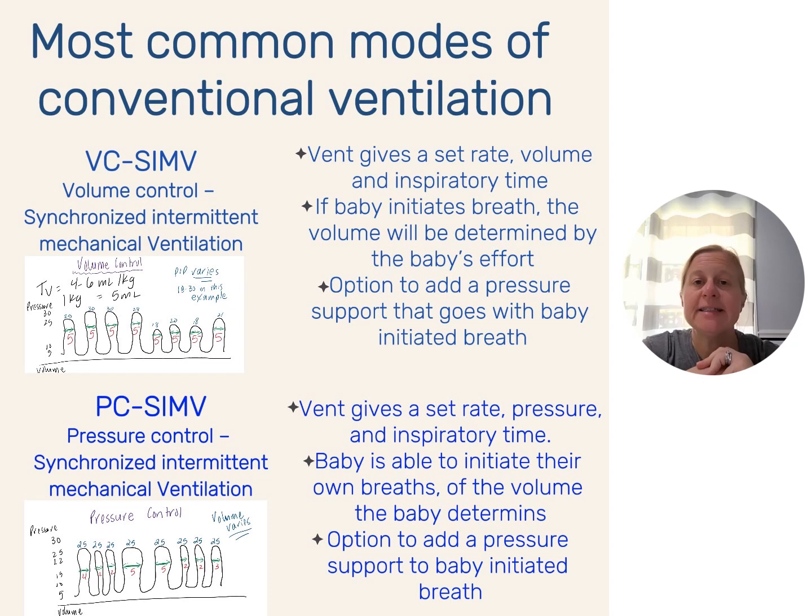Pressure control SIMV is the same thing, but instead of a set volume, you have a set pressure. Think of that as your PIP. Remember, PIP is peak inspiratory pressure. Your PEEP is positive end expiratory pressure. So when we think of our pressure control SIMV, it's saying every single time we're going to take a PIP of 21, 21, 21, 21. In this mode, it only does that when the vent initiates the breath. When the baby initiates the breath, again, they get to be their own driver. And again, you can have a pressure support attached there.